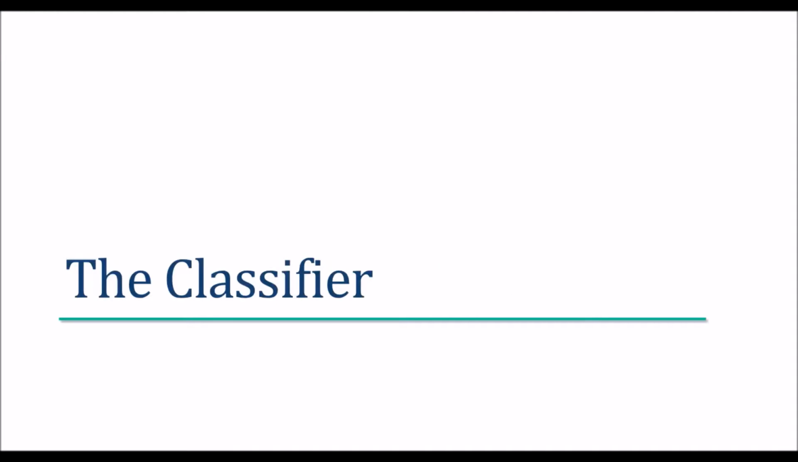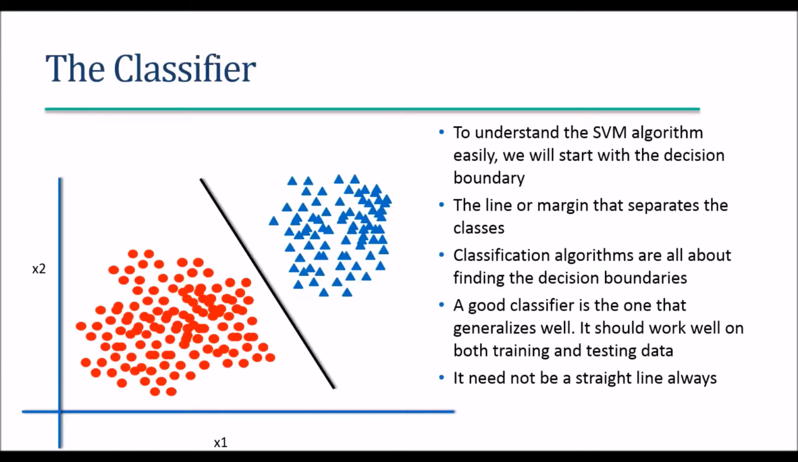So to understand the SVM algorithm, we'll start with the decision boundary or the classifier. So what exactly is a classifier? A line that separates two classes, type 1 or type 2. We already discussed the classification algorithms; classification is all about finding that particular decision boundary that can separate the two classes. A good classifier or a very good decision boundary is one that generalizes very well, that should work well on training data as well as testing data. And this classification boundary or decision boundary or classifier need not be a straight line always.